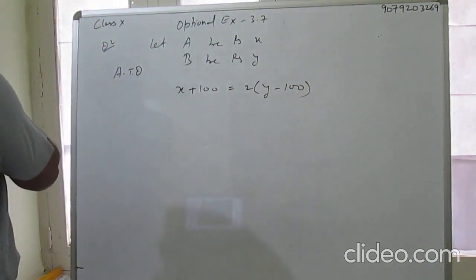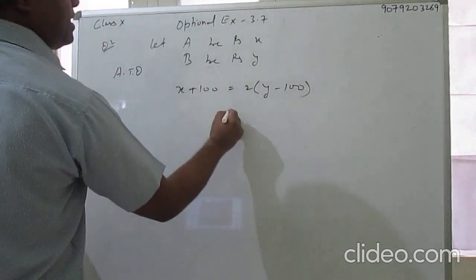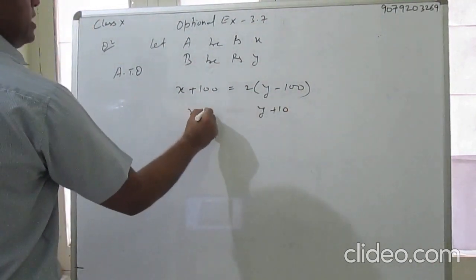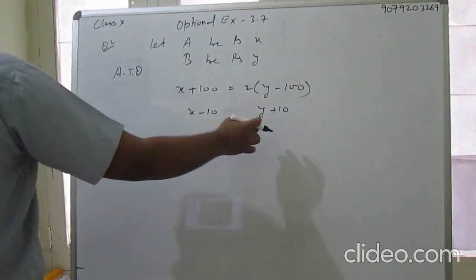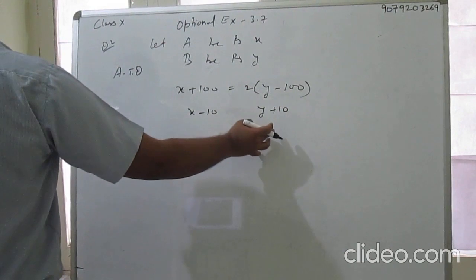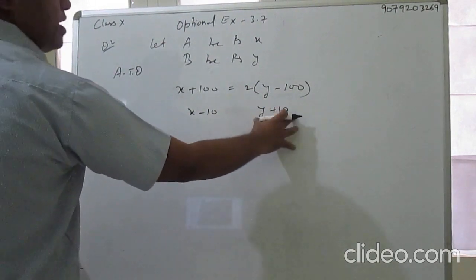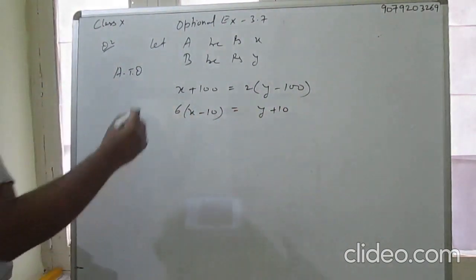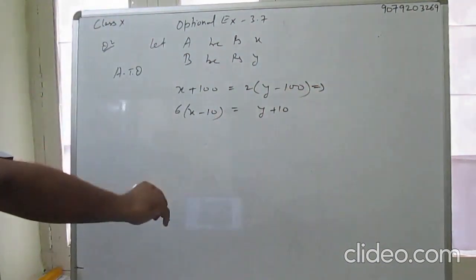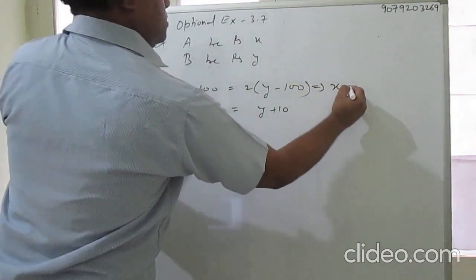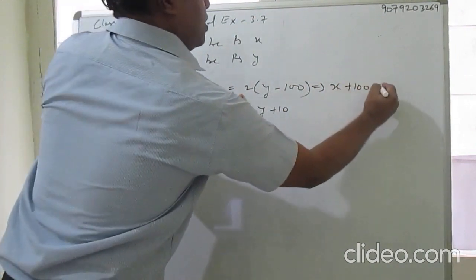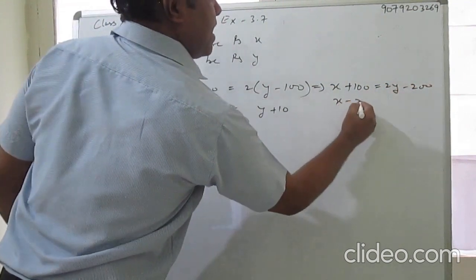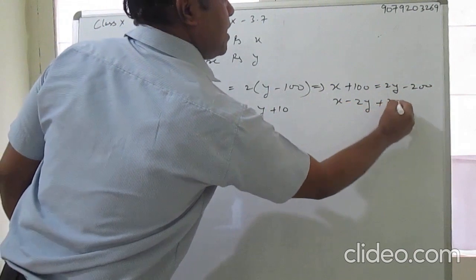Now the other set. The other replies, if you give me 10, y asked for 10. So y becomes y plus 10, and x gave, so x minus 10. I shall be 6 times as rich as you. How rich did he become? 6 times. So when you equate, you multiply here. It is already 6 times. Now you can find the equation. x plus 100 is equal to 2y minus 200. It means x minus 2y plus 300 is equal to 0.